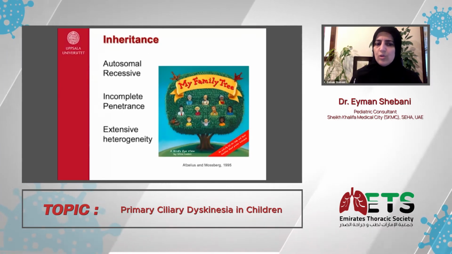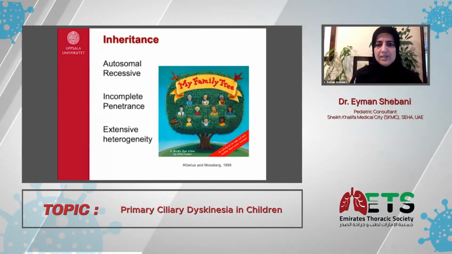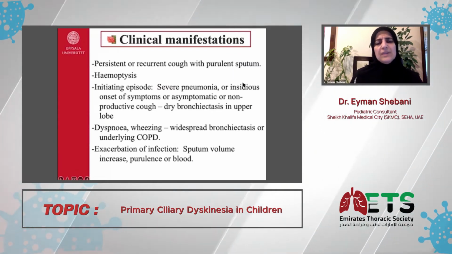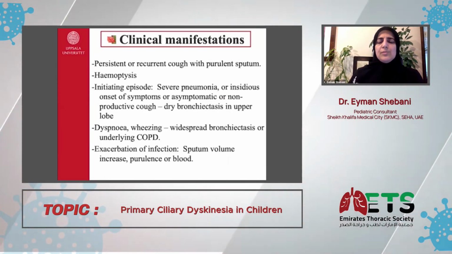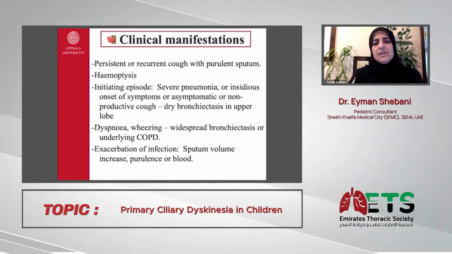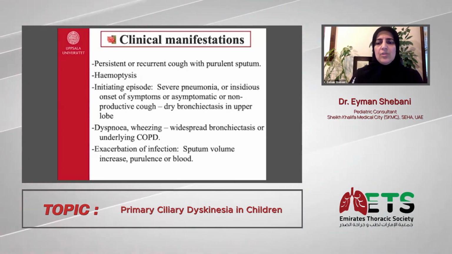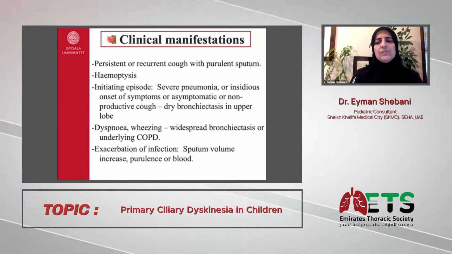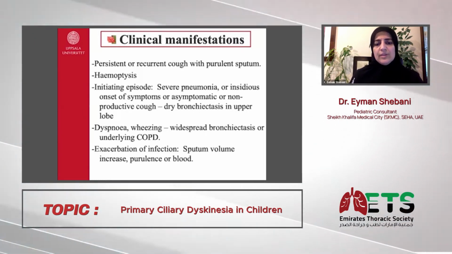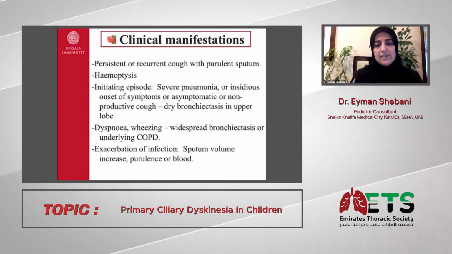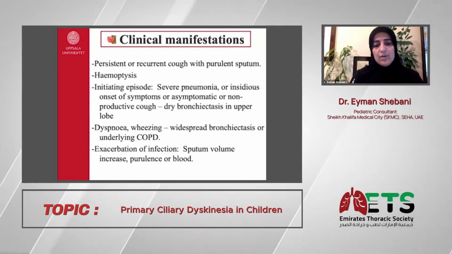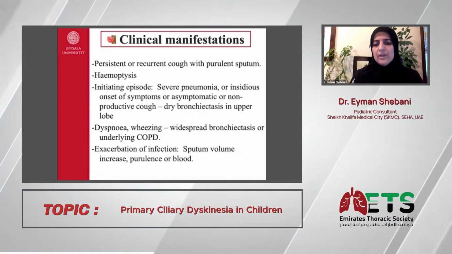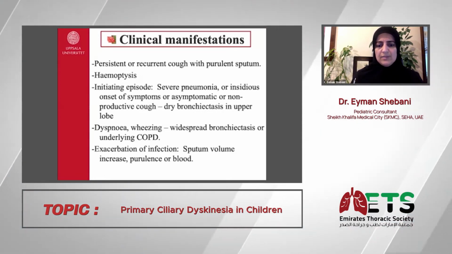So the inheritance is autosomal recessive, and it has extensive heterogeneity. Clinically, the patient can present with persistent or recurrent cough with purulent sputum. They can present with hemoptysis, severe pneumonia, or an insidious onset of symptoms, or they can be asymptomatic or have a non-productive cough. They can have dry bronchiectasis, dyspnea, wheezing, widespread bronchiectasis, or underlying COPD. And of course, with an exacerbation of infection, you can have increased sputum volume and purulence or blood.